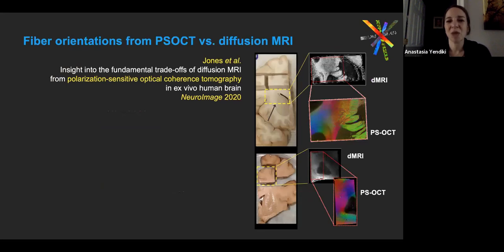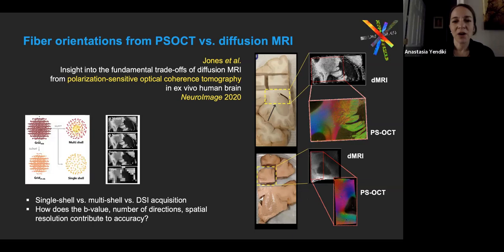This was a study that was published by Robert Jones et al. in Neuroimage last year, where he compared a set of different Q-space sampling schemes like single shell, multi-shell, as well as DSI, at different levels of spatial resolution, going all the way from 0.25 millimeter, that was the native resolution of our ex vivo diffusion data, all the way up to 2 millimeters, which is more typical of in vivo. And trying to figure out how the B value, the number of directions, and the spatial resolution compare to the accuracy of diffusion orientations when compared to the ground truth orientations from the optical imaging.